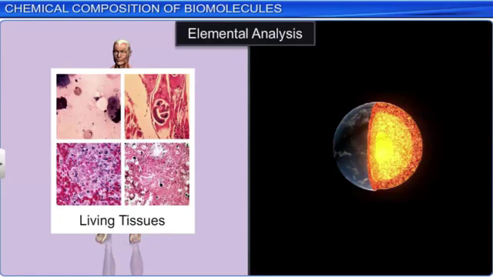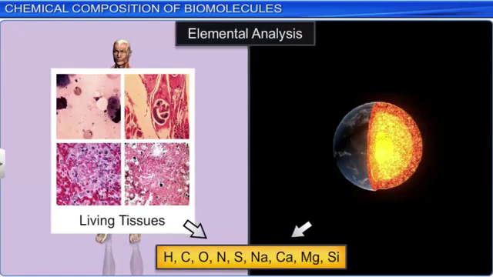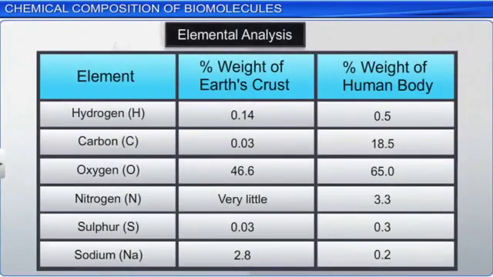For example, we find that elements such as carbon, hydrogen, oxygen are common to the Earth's crust as well as living tissue. However, the composition of these elements is much higher in a living organism compared to the Earth's crust, as shown in this table.